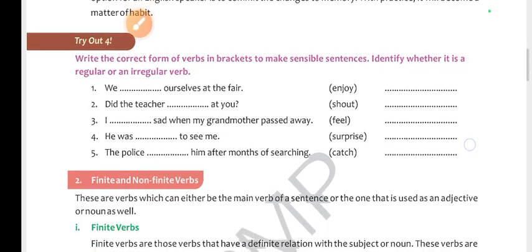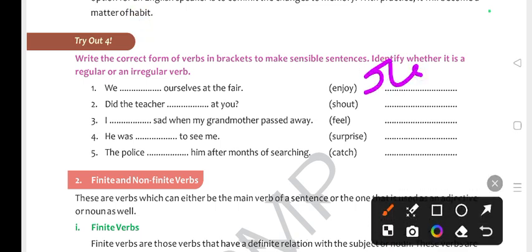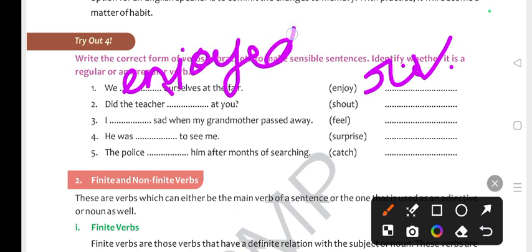Alright, now let's try out the exercise. Now the first question is, we dash ourselves at the fair. So here we will use a regular verb. We enjoyed ourselves. Okay, because you are adding what? I'm just writing RV so that you could understand. R for regular, V for verb, and we will put here enjoyed. Alright, so we are adding here ed. So this is an example of a regular verb.